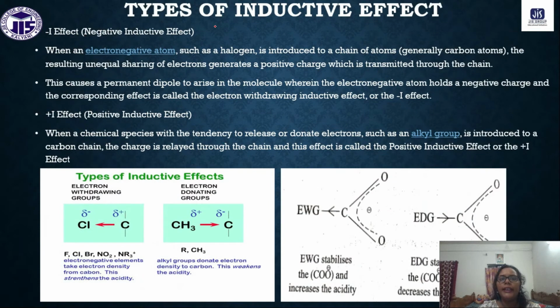There are two types of inductive effect that we have: the minus I effect and the plus I effect. Minus I effect means the electronegative atom has a tendency to pull the electrons towards itself. The plus I effect means some groups push the bonded electrons towards another atom. This effect is called the plus I effect.